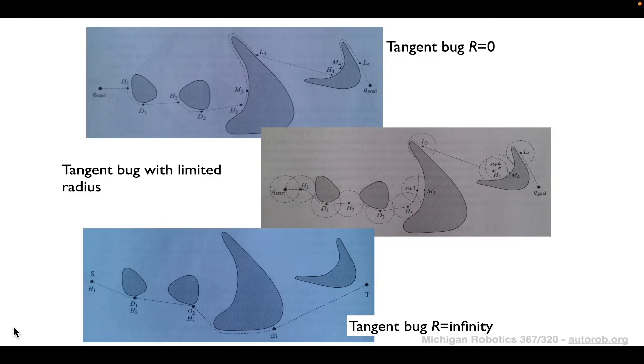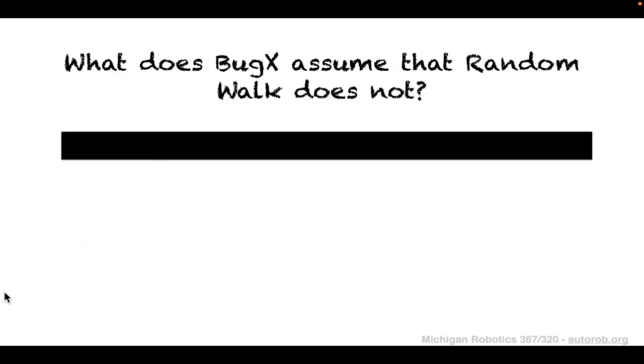Working through some of these examples, it is good practice to make sure that you understand these cases. An additional case which we didn't step through but you could consider would be where the tangent bug algorithm is applied with some limited radius, which is not zero, but also not infinite, and to consider how that would affect the behavior.